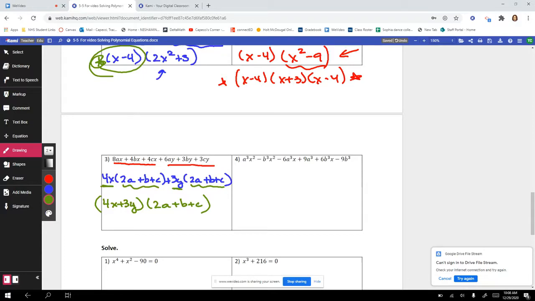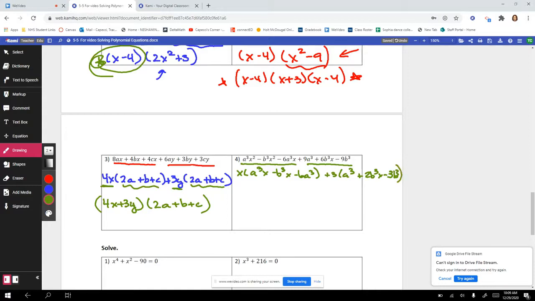Okay. Now let's look at number 4. This one's going to be a little different. If I pull this out here and pull this out there, let's see what happens. Okay. Well, I have just an x. So that gives me a cubed x minus b cubed x minus 6a cubed. And if I look at my second set of terms, I can only take out a 3, right? So I get a 3, and I'm left with a cubed plus 2b cubed x minus 3b cubed.